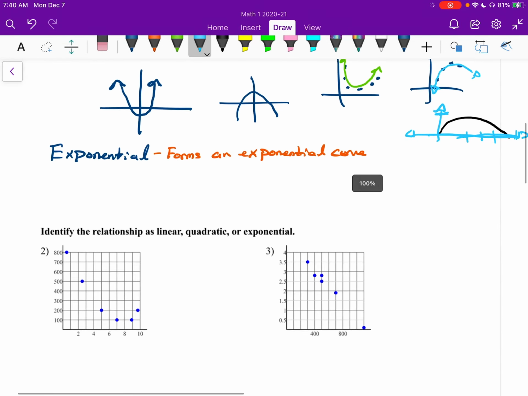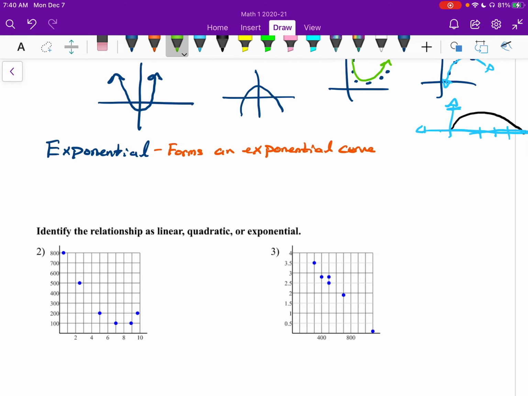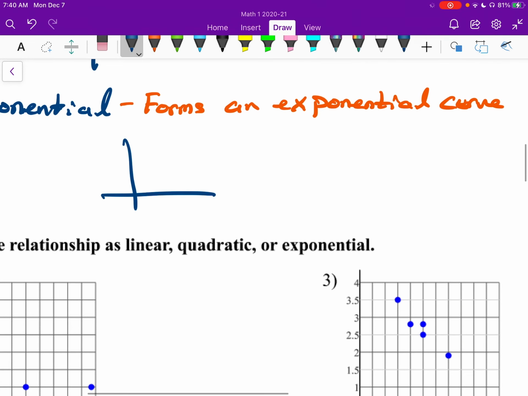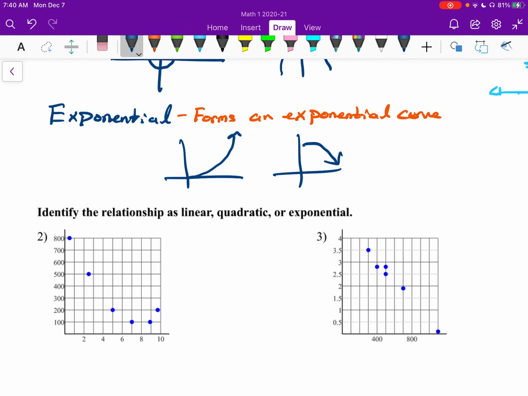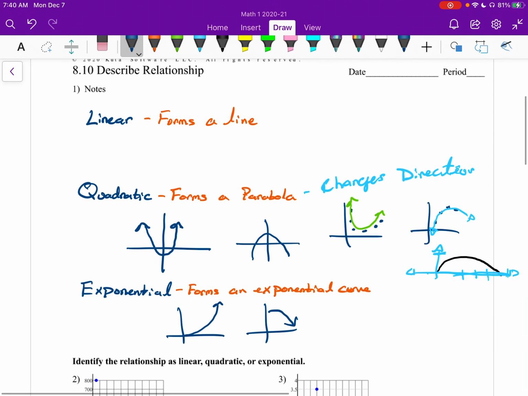Exponentials: it curves, but it doesn't change direction. So the standard exponential is something like that. We could also have one that went more like that. But the big thing there is that it does not change direction. Just so we have this, a linear is normally y equals x. A quadratic is y equals x squared. And an exponential might be like y equals 2 to the x. All right, a little bit different.